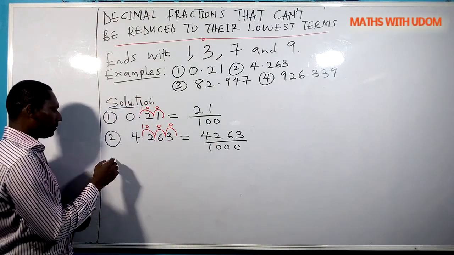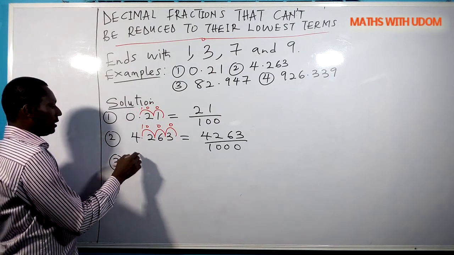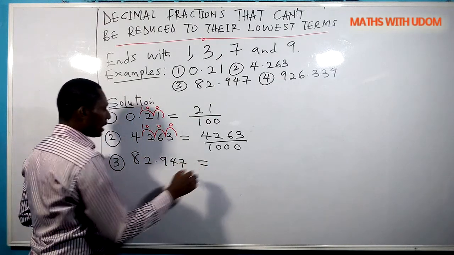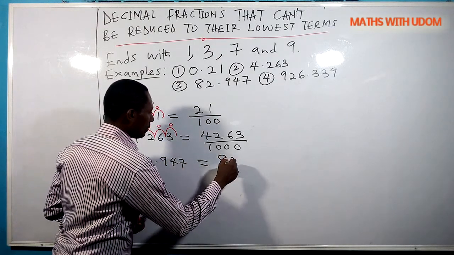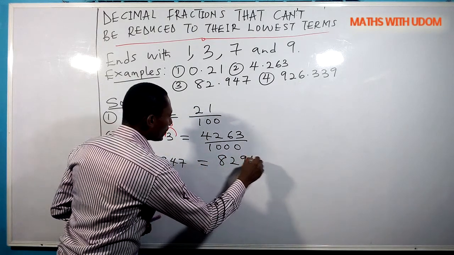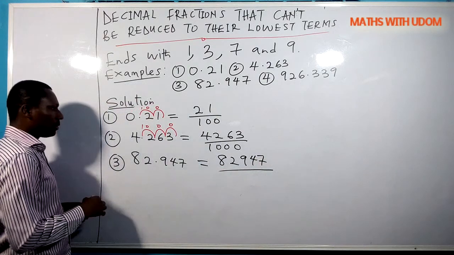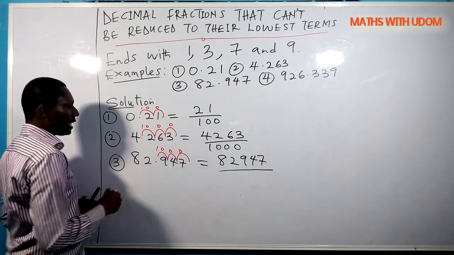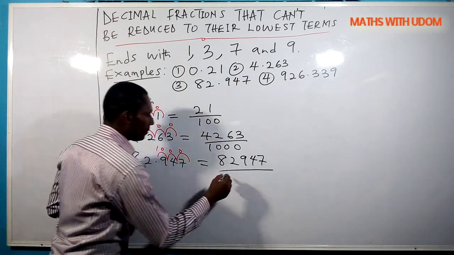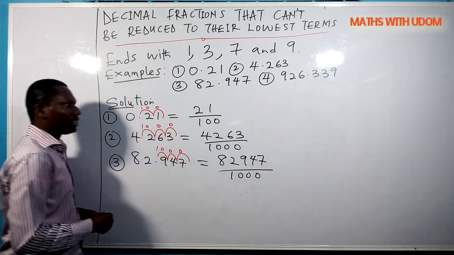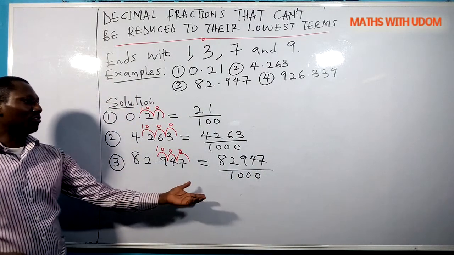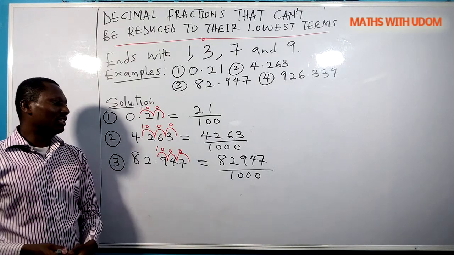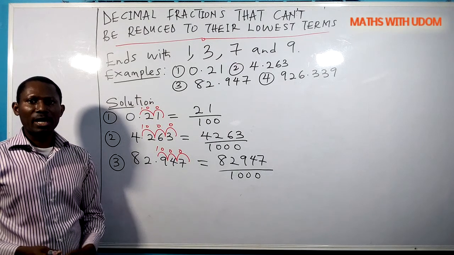Number 3, we have 82.947. How do you write this? You write 82947 divided by what? Let's go: 1, 2, 3. I divide the number by 1000. And if you check through, you discover that they have no common factor. Nothing can divide through the numerator and denominator. So you leave this number the way it is.